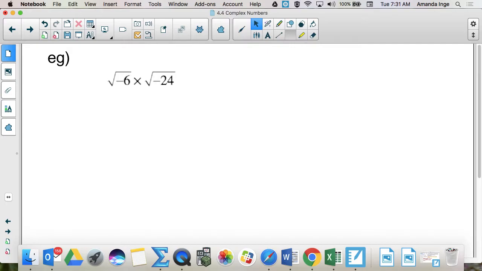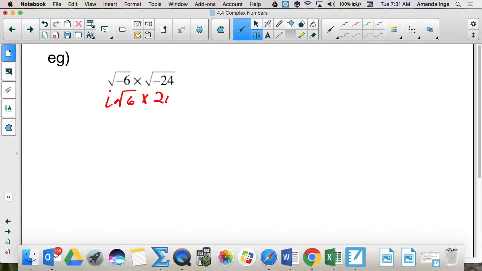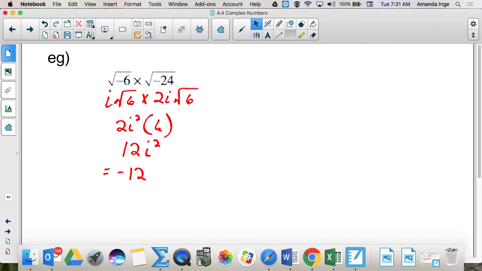So like I said, on a problem like this, you would need to change this. This is i square roots of 6 times 2i square roots of 6. So i times i is 2i squared. Square root of 6 times square root of 6 is 6, so I get 12i squared. But i squared is equal to -1, so the answer would be -12.